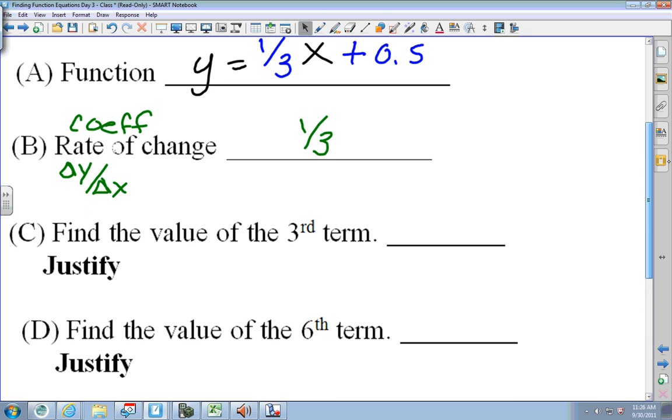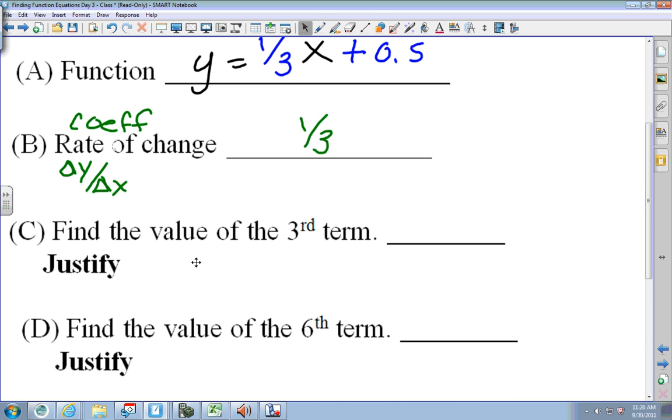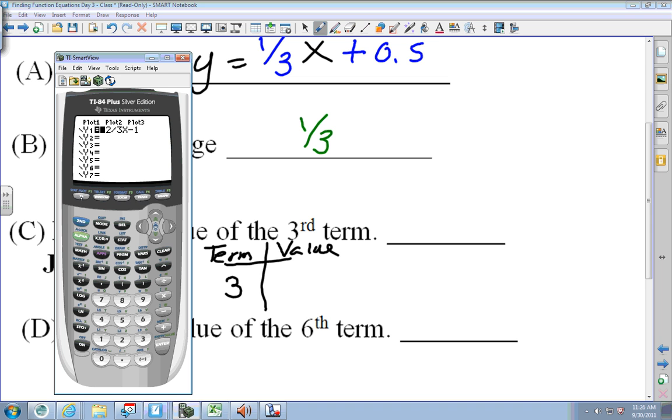All right. There's my equation. It says, what is the value of the third term? I should know that term is my x and value is my y. So it wants to know when the term number is 3. So when I go in here, put the equation in, which is 1 divide 3 x plus 0.5, or you just write 0.5.